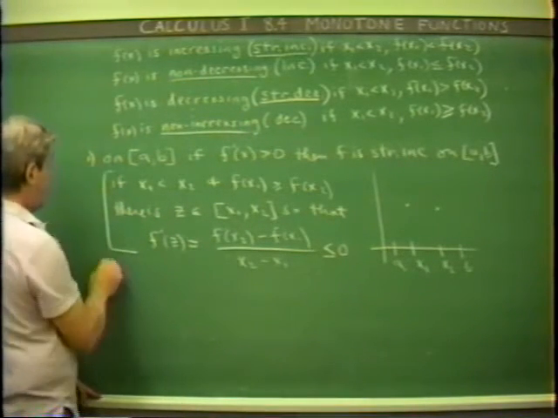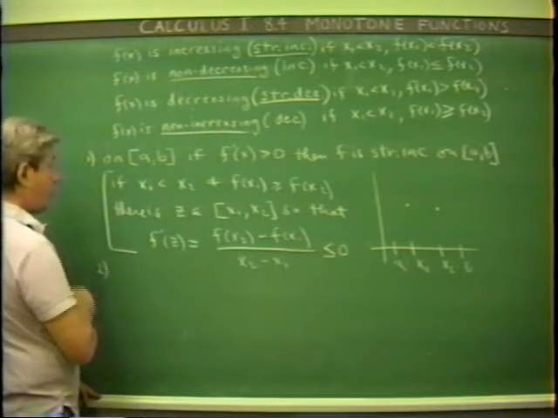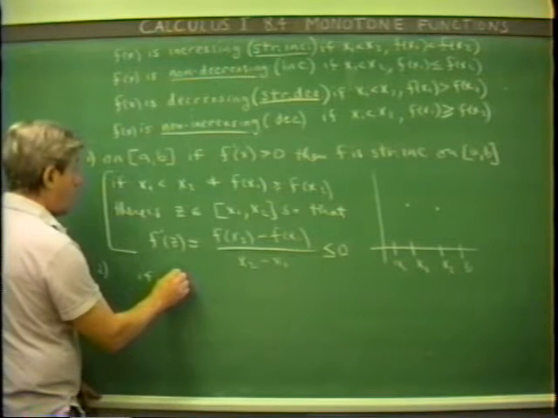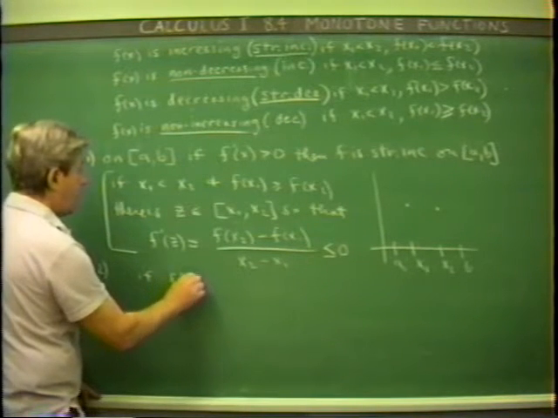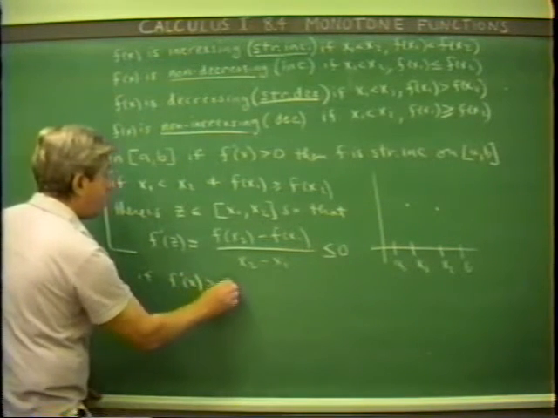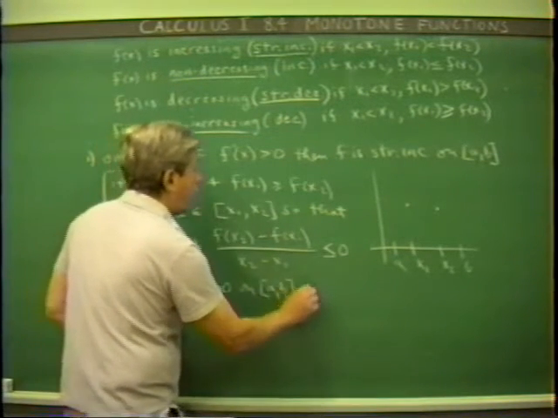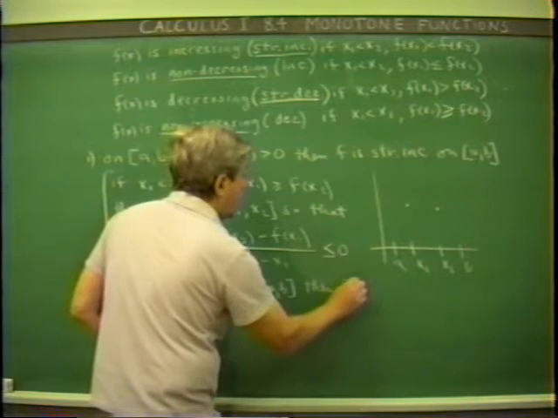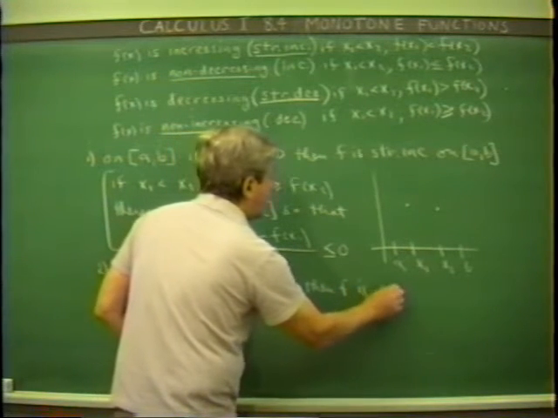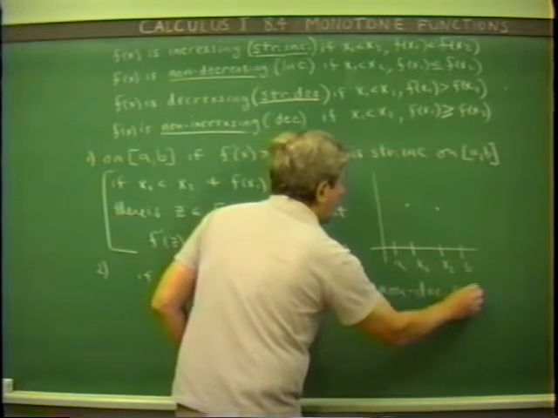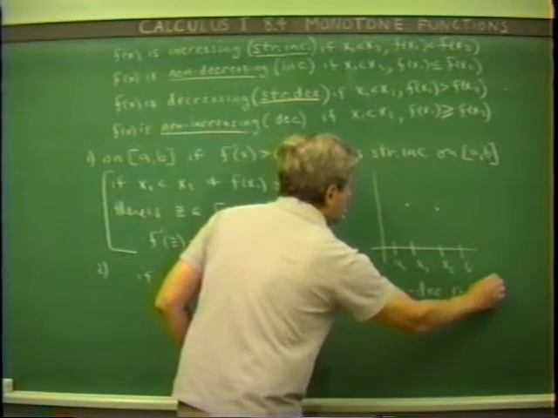Right? So here's one result here. The other analogous ones also hold. That's to say, if f prime of x is greater than or equal to 0 on (a,b), then f is non-decreasing on (a,b).